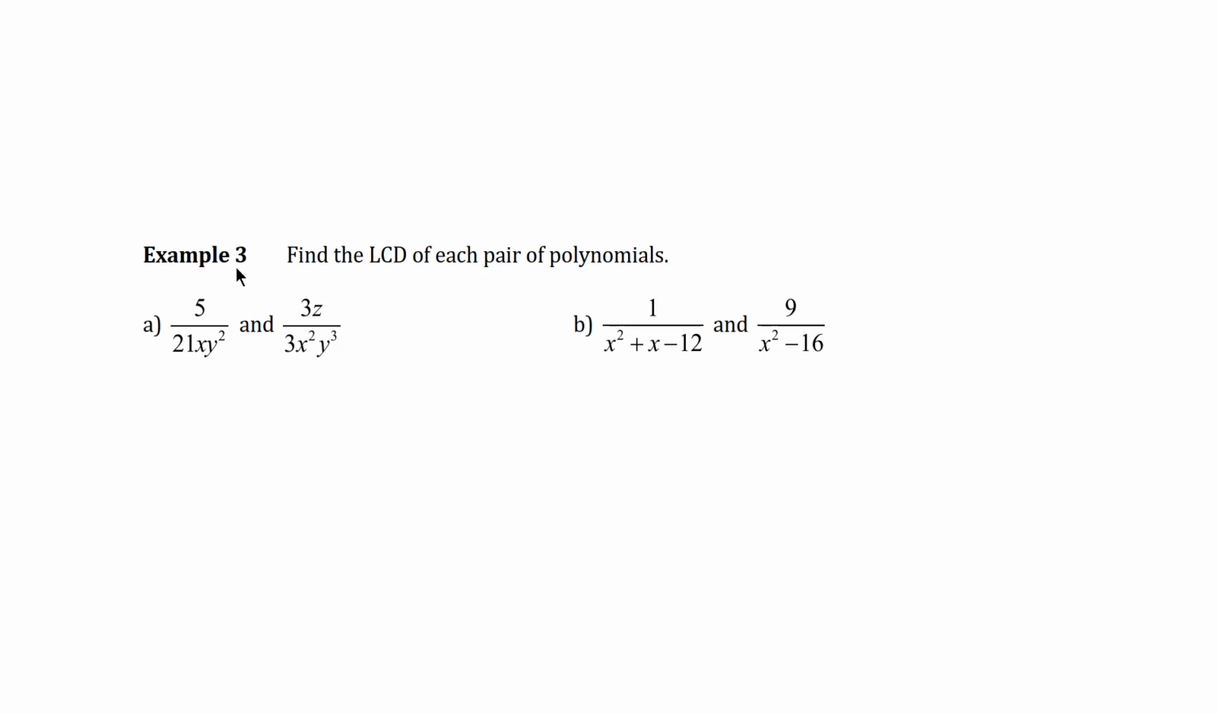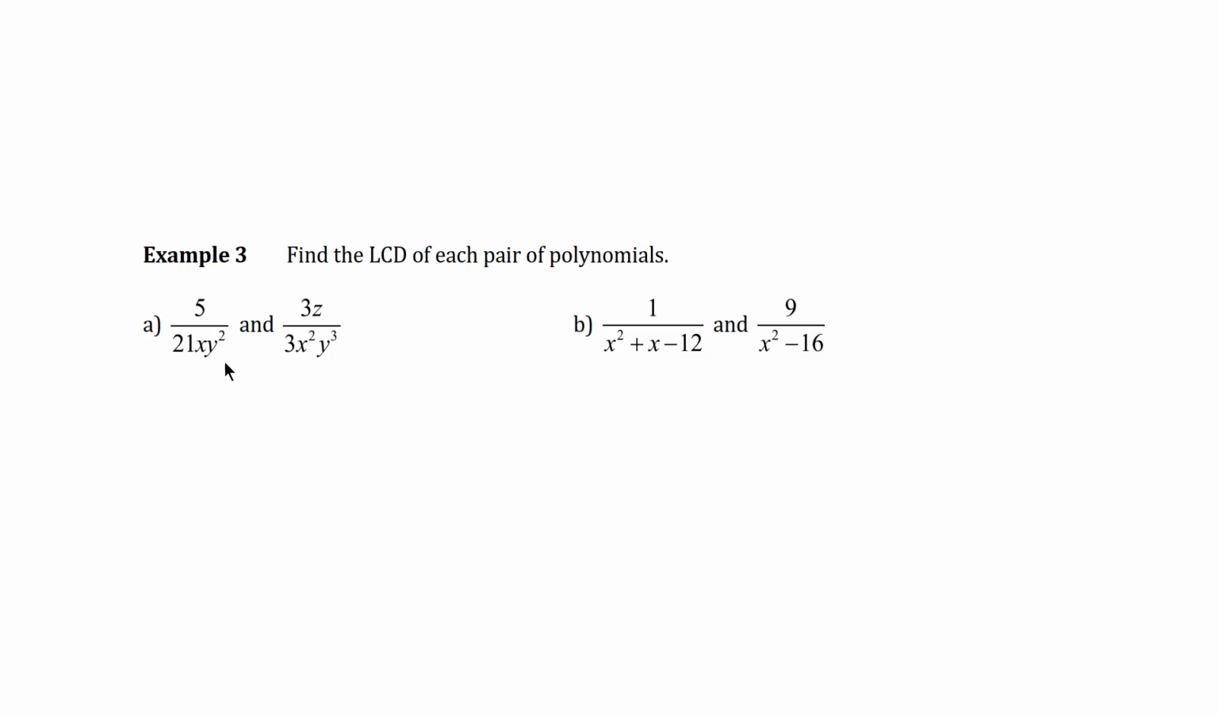In example number 3, find the LCD of each pair of polynomials. For part A, we have 5 divided by 21xy squared and 3z divided by 3x squared y cubed. To find the LCD, first we check if the denominator is factored completely, which it is. Next, we look at the coefficients. We have 21 and 3.